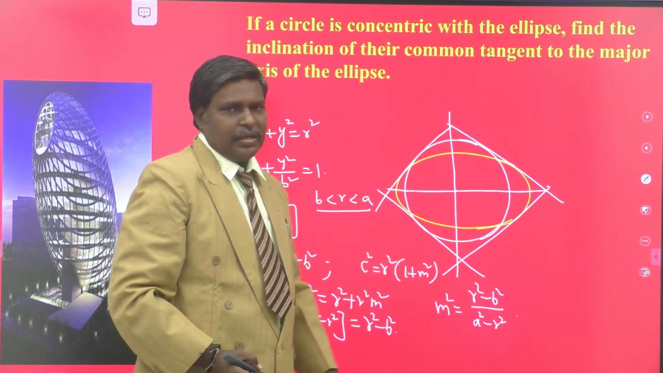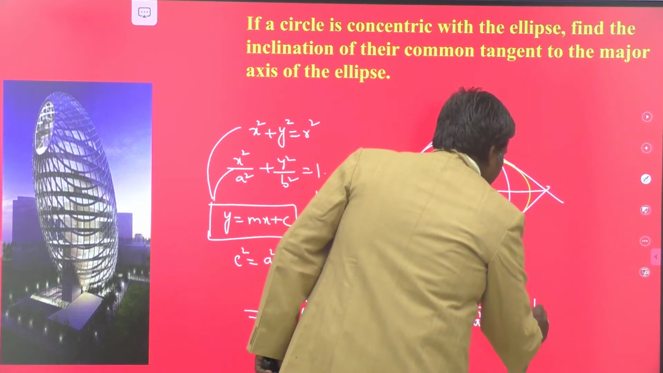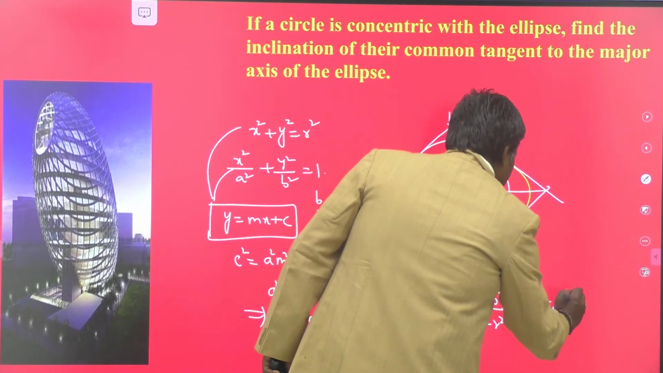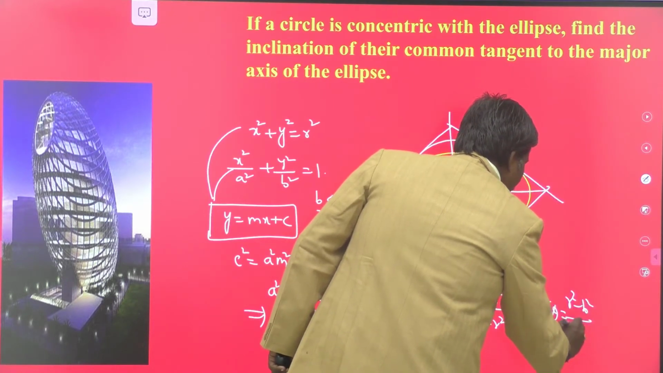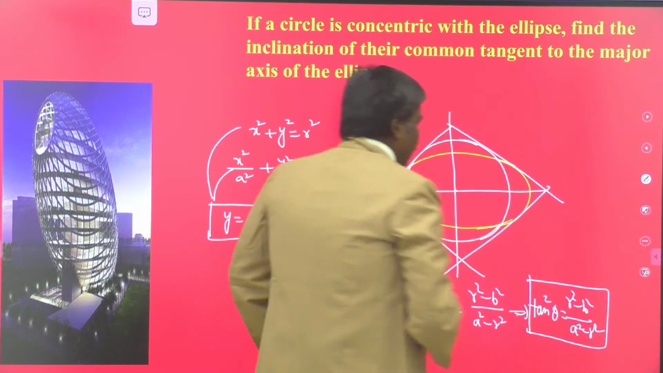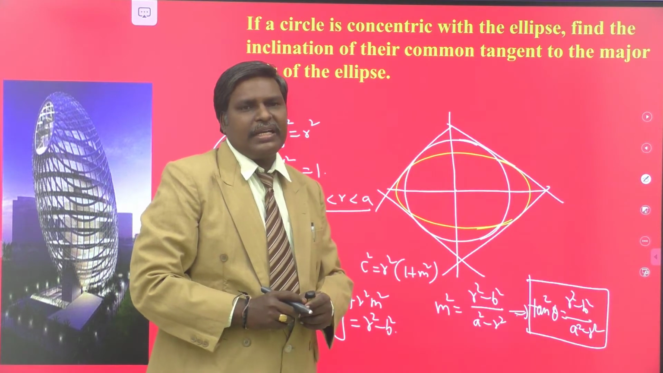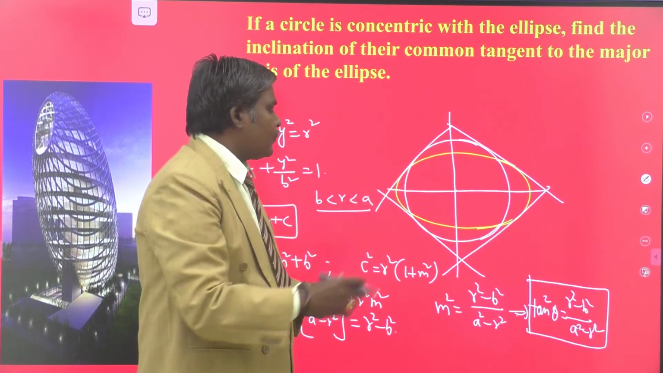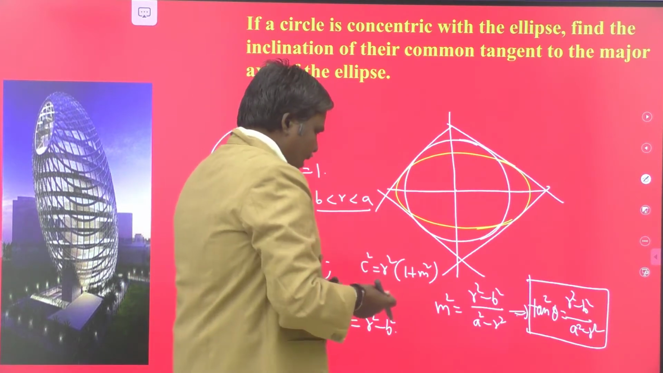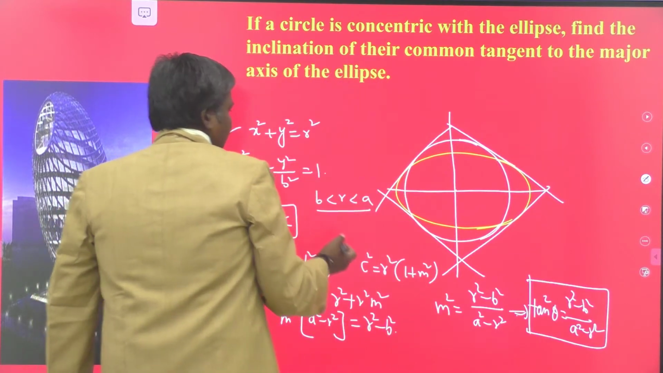This is m square. Suppose theta is the inclination, then we have tan square theta equal to (r square minus b square) by (a square minus r square). This is tan square theta. From that we can calculate tan theta and then find theta equal to tan inverse root of (r square minus b square) by (a square minus r square). You may convert that into cos also.